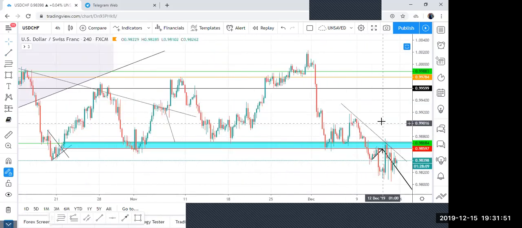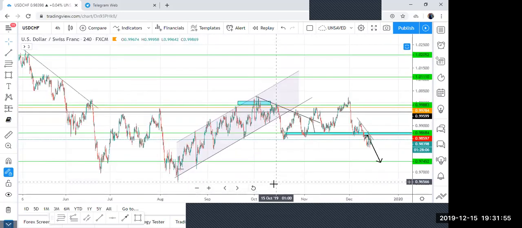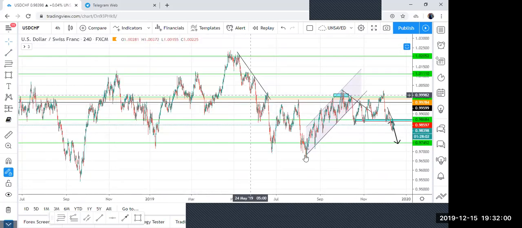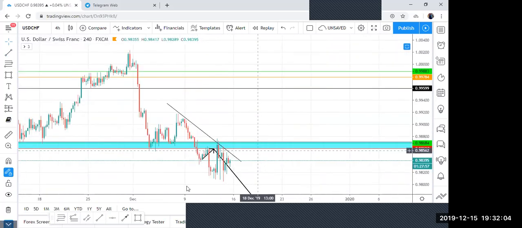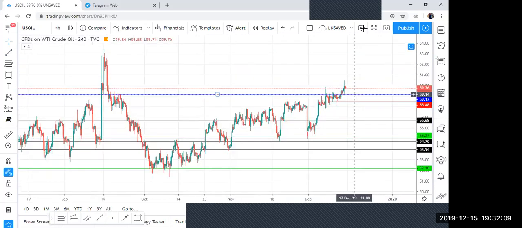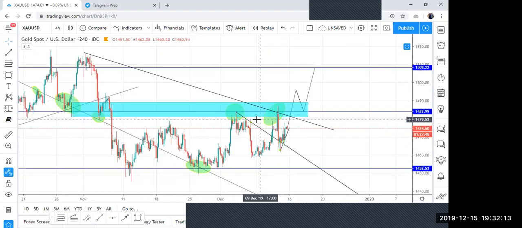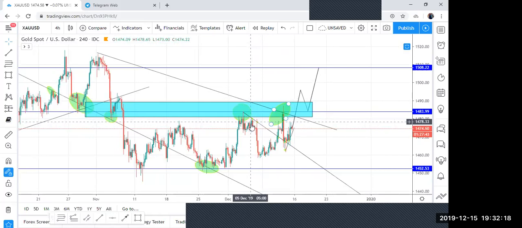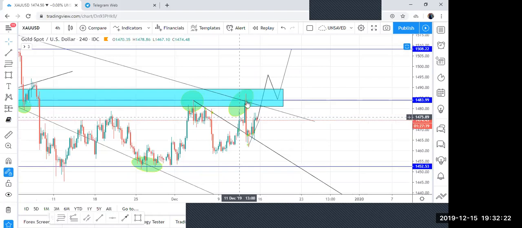Price is below this zone here. I can look for it to drop back down. I'm looking for it to drop. Looking for it to drop this week. Oil, get a retest down here, we can look to buy again. And gold setting up for another drop based on what I see here right now.